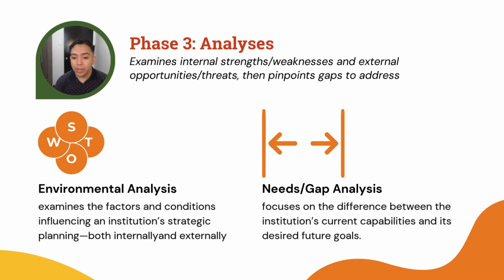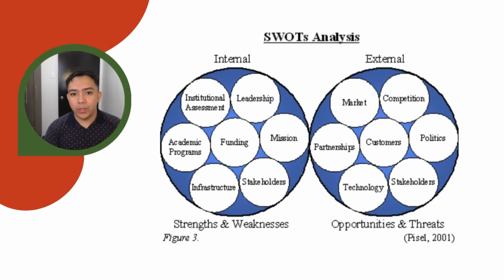Let's talk about that later. But then we also have needs and gap analysis, which is a separate analysis in its own right. I'm going to show you the framework later. But here, it focuses on the difference between the institution's current capabilities and its desired future goals. We pinpoint where resources, processes, or even strategies might fall short of what is required to achieve the objectives.